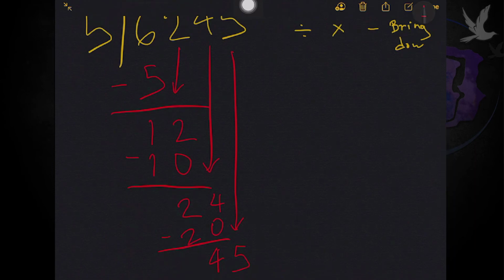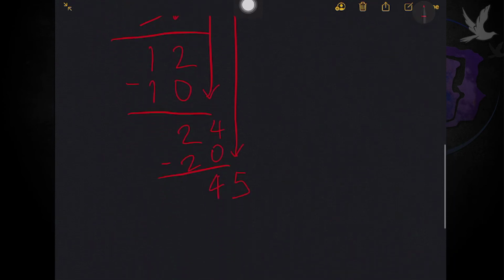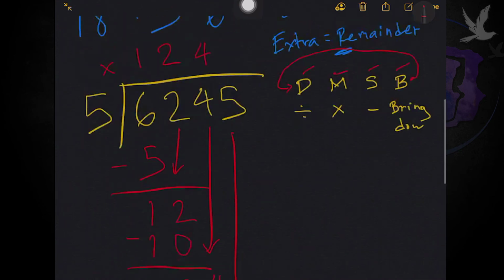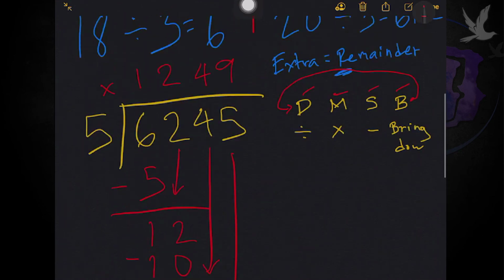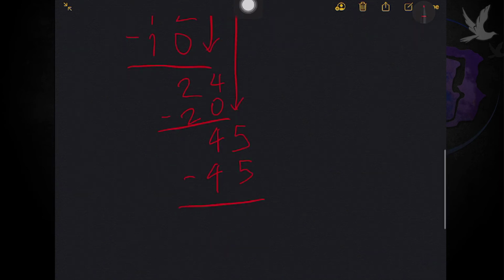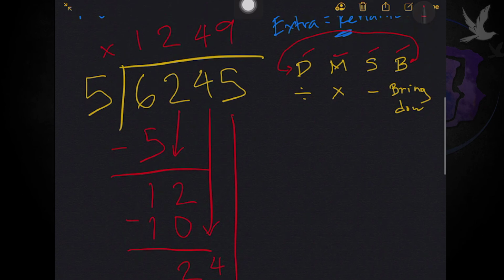45 divided by 5. Kasi nga, after bringing down, you go all the way back to division. So, and we have 45 here. 45 divided by 5 will give you 9. 9 times 5 will give you 45. Okay, just to remind everyone, after this one, 45 minus 45 will give you 0. Is there any number that you can still bring down?